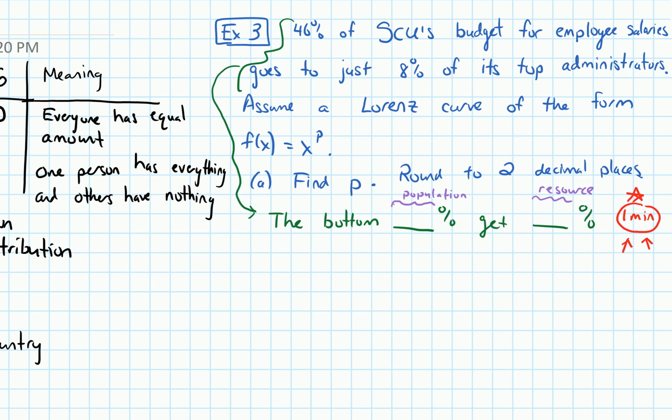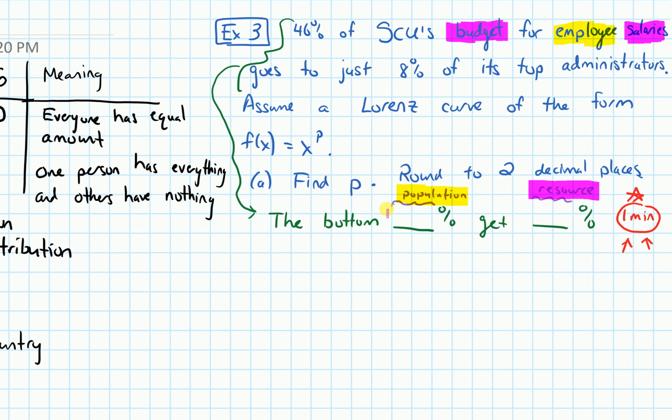All right, so let's talk about it together. Let's first identify what the population is here. So the population it's talking about is employees, SCU employees. And what is the resource that it's talking about? Let's put this in a different color. So the resource is salaries, or maybe more specifically, it's the budget that SCU has for salaries.